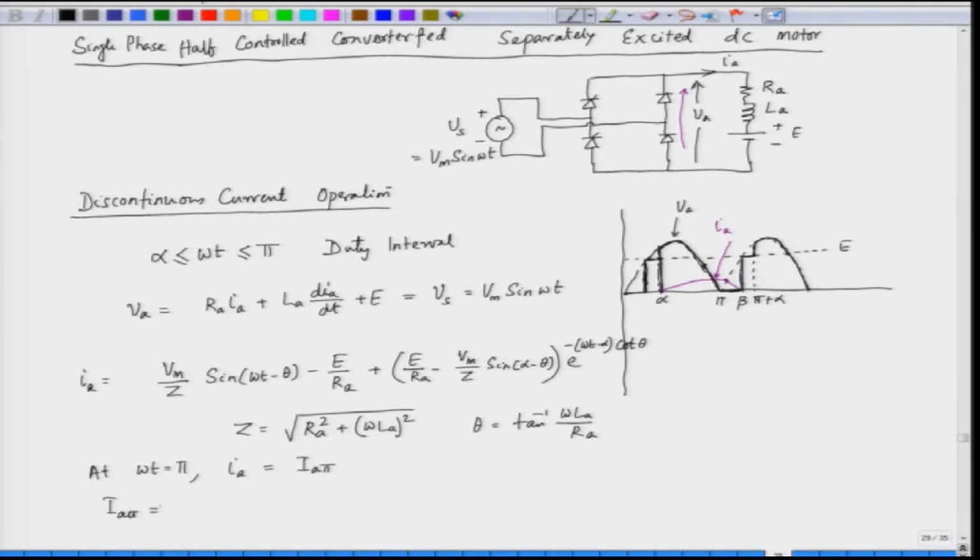So, I_A(pi) is equal to Vm by Z sin(pi minus theta) minus E by R_A plus E by R_A minus Vm by Z into sin(alpha minus theta) exponential of minus (pi minus alpha) cot theta. So, this is I_A(pi), and after the duty interval, there will be a freewheeling interval.